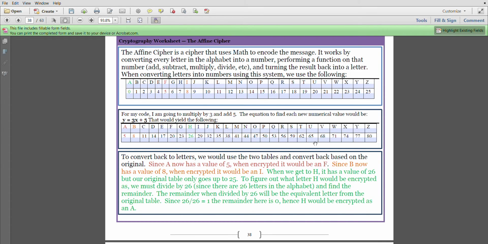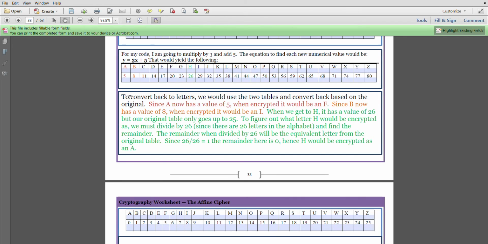All right? So down here, it says to convert back to letters, we would use the two tables and convert back based on the original. Since A now has the value of 5, when encrypted, it would be an F. Since B now has a value of 8, when encrypted, it would be an I. When we get to H, it has a value of 26, but our original table only goes up to 25.